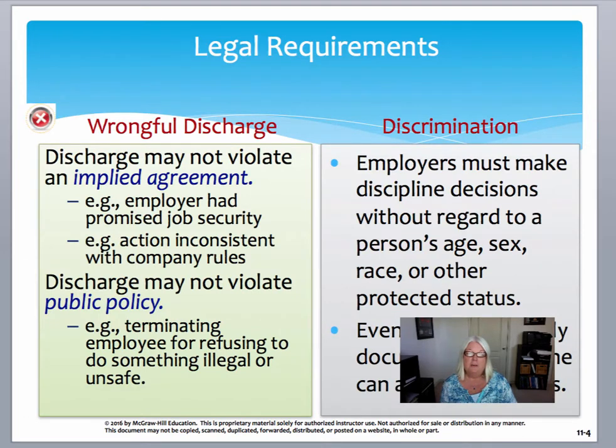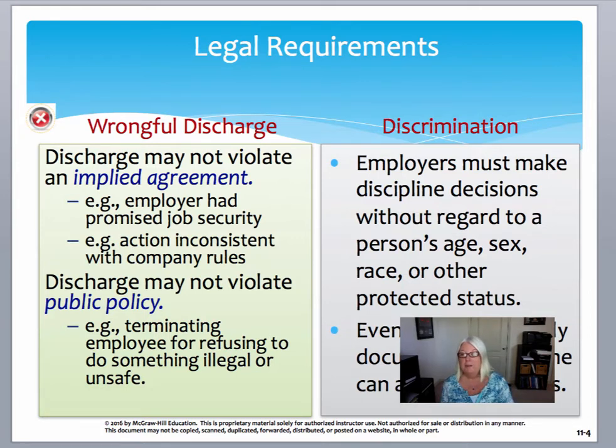So when we terminate or when there is turnover, we have to be concerned about legal requirements. We don't want to be sued for wrongful discharge. And I think we talked about wrongful discharge before, where there may be an implied agreement where the employer had promised some kind of job security, or perhaps the action is inconsistent with company rules, and the employee can claim they were discharged wrongfully. We can't violate public policy. We can't terminate someone for refusing to do something illegal or unsafe, or because they're a whistleblower, or they go to jury duty. Things like that are public policy.